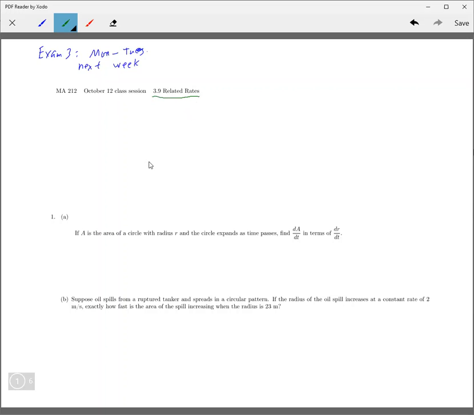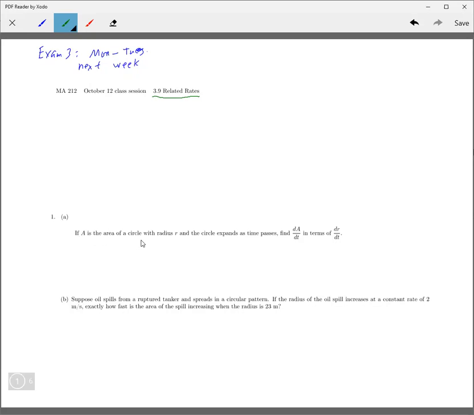Today we're covering 3.9 related rates. Essentially, if you have two variables, you want to find how changing one of them affects the change in the other. The typical way is best shown with an example, so we can illustrate with exercise 1A.